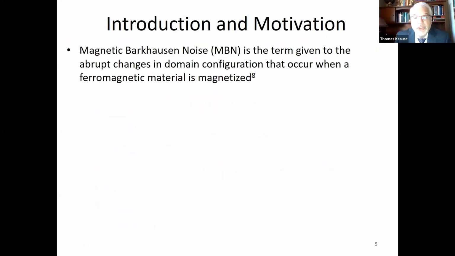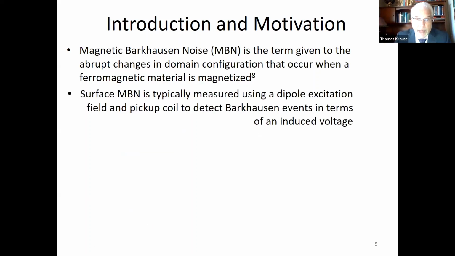So magnetic Barkhausen noise is the term that is given to abrupt changes in domain configuration that occur when a ferromagnetic material is magnetized. And typically we measure surface magnetic Barkhausen noise because that's really the non-destructive way of examining a structure. Some people use encircled Barkhausen noise where the situation allows it.